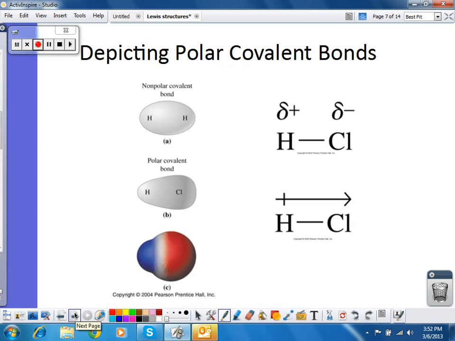Okay. If we do have polar covalent bonds, there are two ways to represent this. In a polar bond, most of the time when things are bonded together, the electrons are between the two atoms. That's what causes the bond to form.